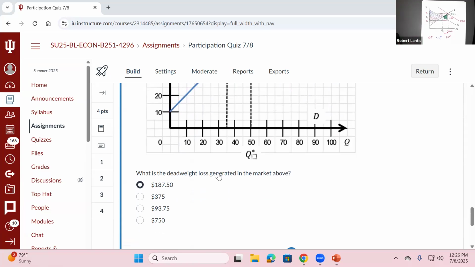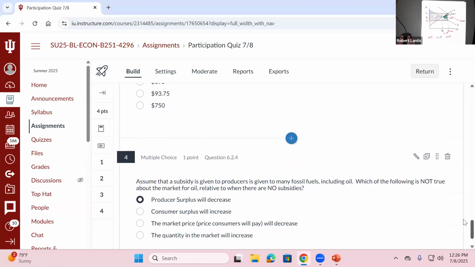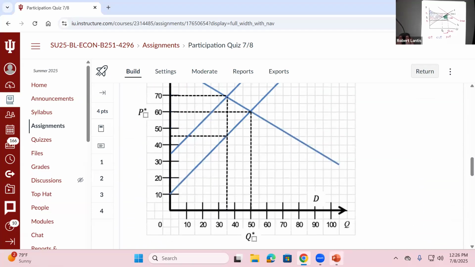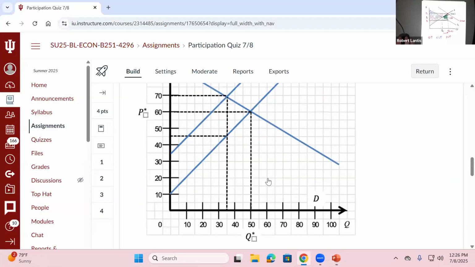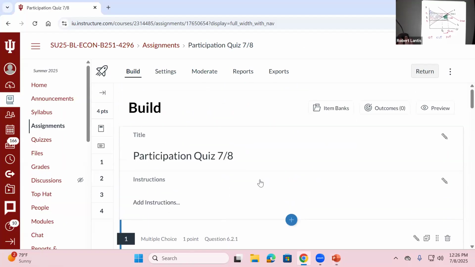Any other questions on any of those participation quiz problems? Okay, so that should finish us out for modules 5 and 6, focusing a lot on surpluses and government actions. I will get that quiz posted as soon as I get back to my office. That'll be due by the end of the day Sunday.